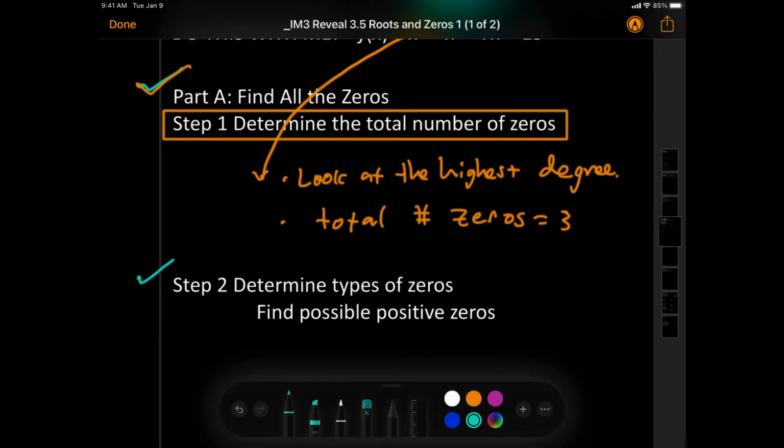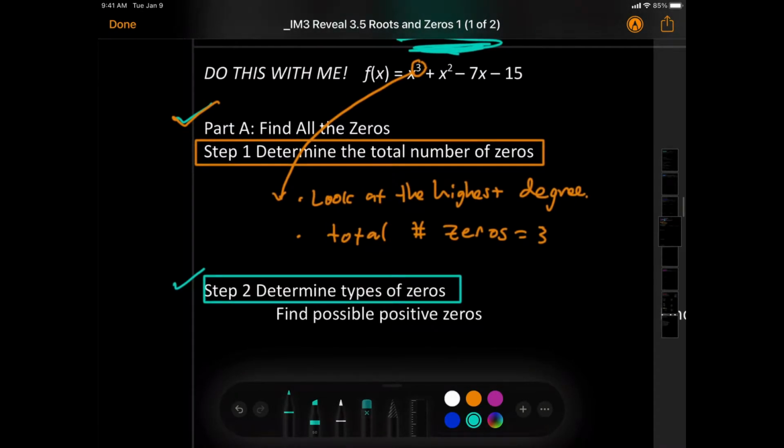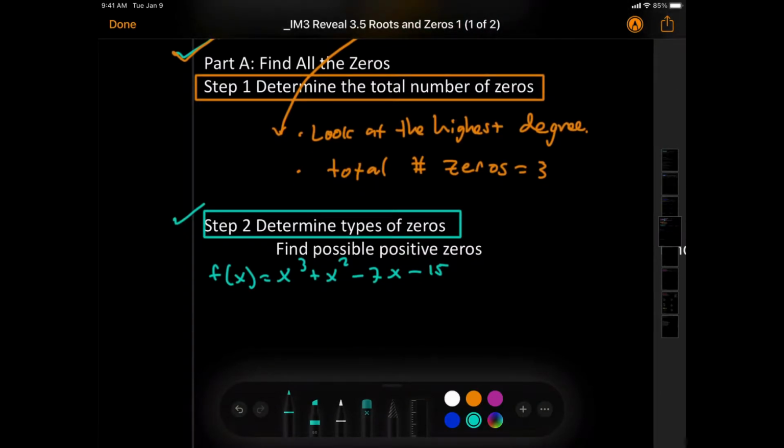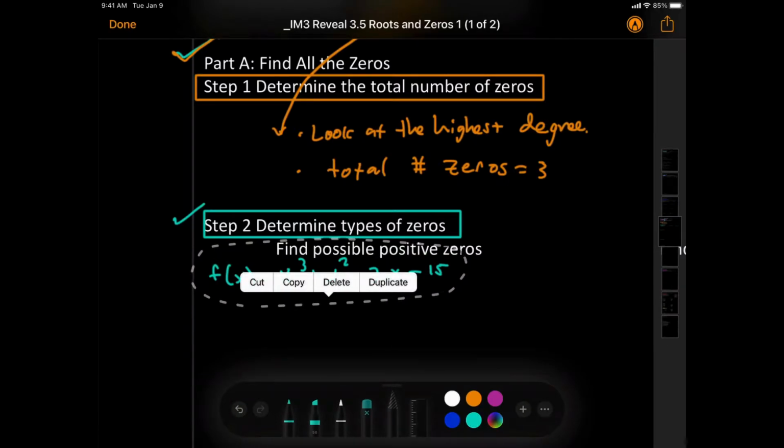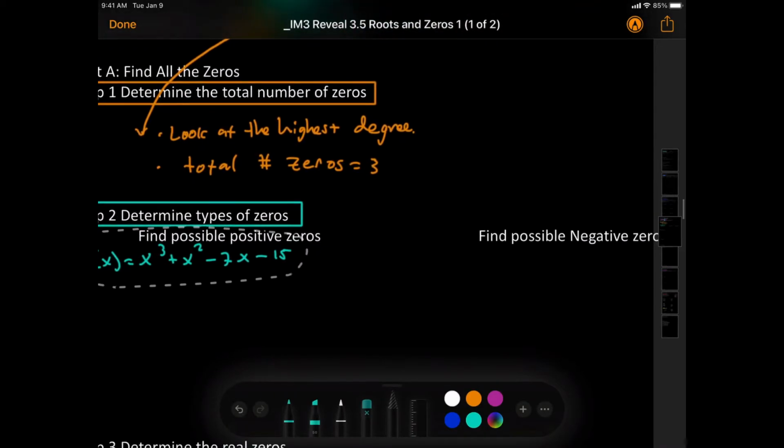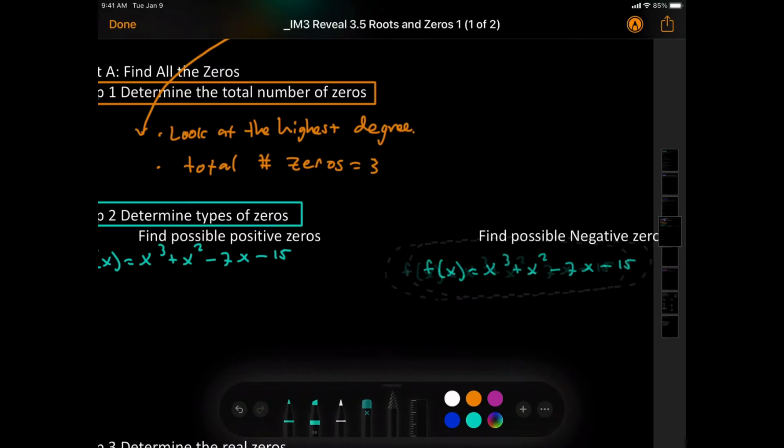Step number 2, we need now to determine the type of zeros. In order to do that, we're going to count the number of changes. And I forgot to mention last video, this was by a mathematician, Descartes' sign change. So let me just go ahead and copy and paste this. And magic, because we're going to use that over here.